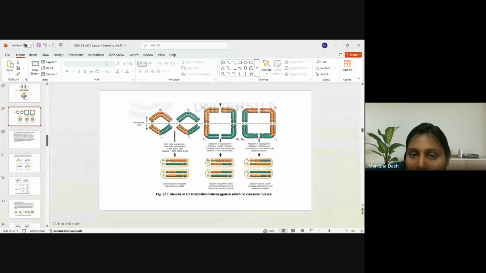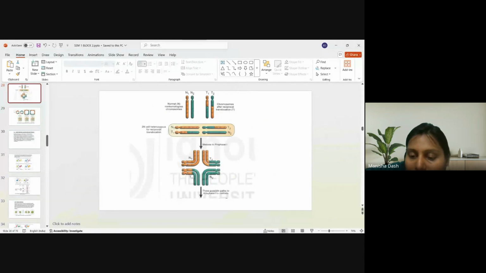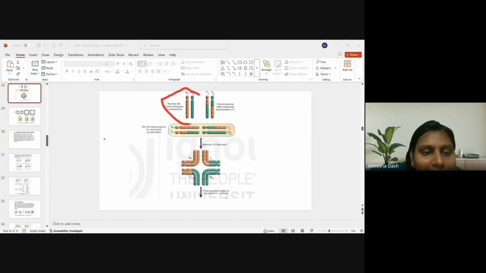See here, let me explain it also. If you see the translocation heterozygote, the first individual has normal chromosomes, N1 and N2, so all the genes are normal. But in the second case, you have translocated chromosomes, because from the color combination also you can tell that a part of this chromosome has shifted to this one and a part of the green has shifted to this one. So there is a hybrid kind of chromosome. Both of them are translocated chromosomes.